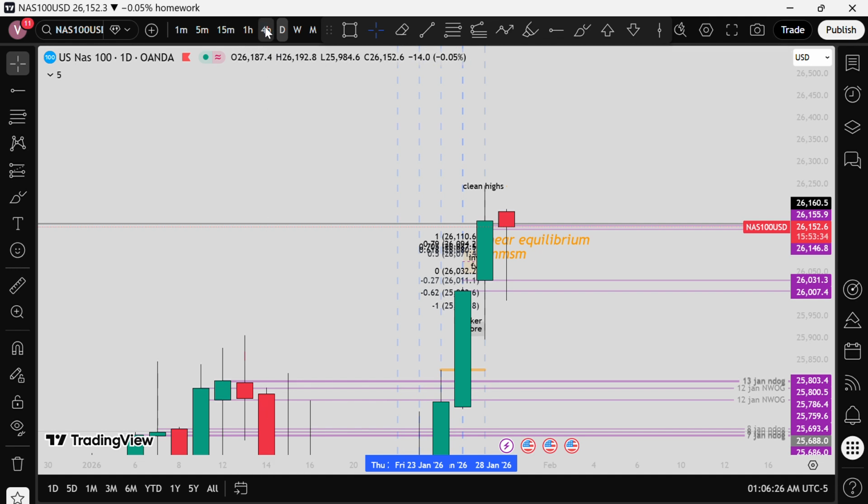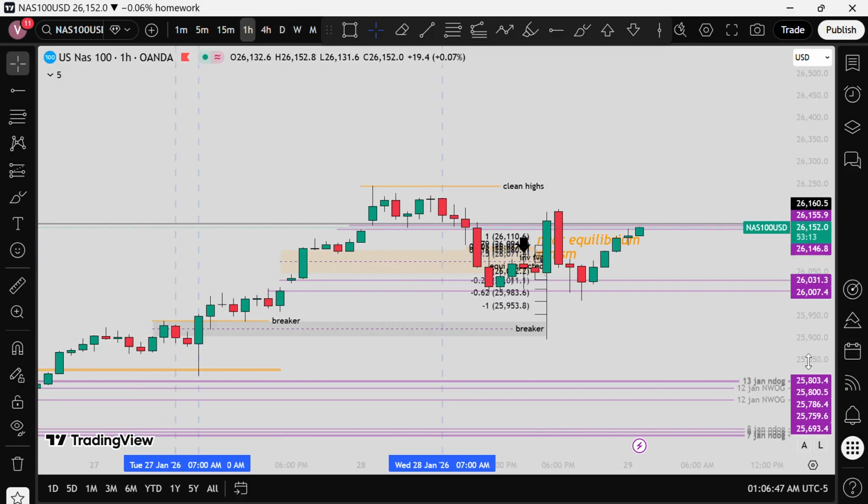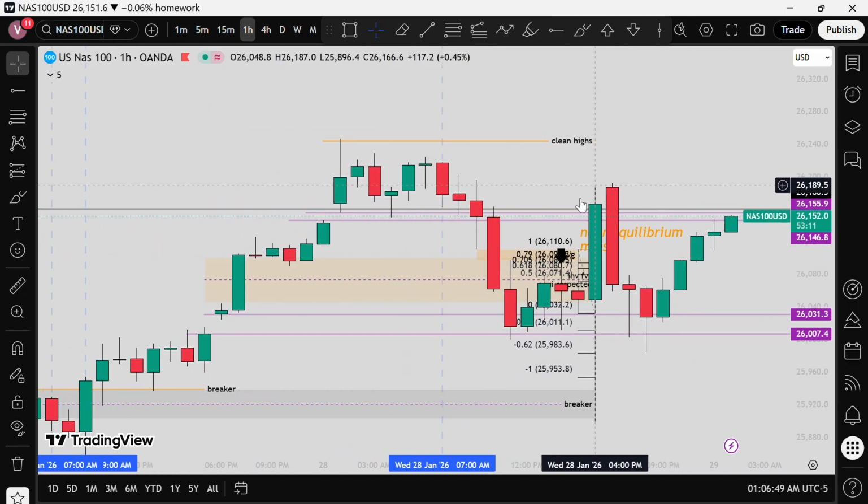Now we'll go to the current day. The red bodied day is the current day, and this green colored one is the previous day that we need to study. It's Wednesday, yeah. Let's go to 1 hour time frame and see what happened.